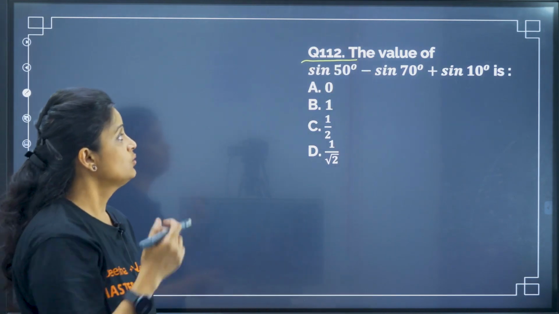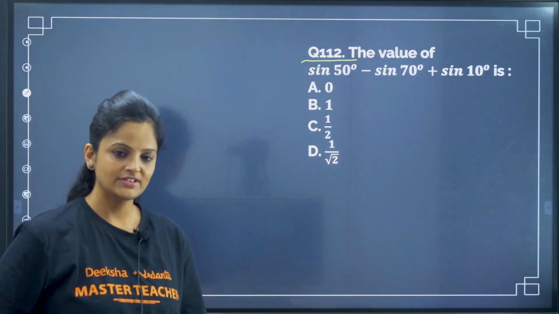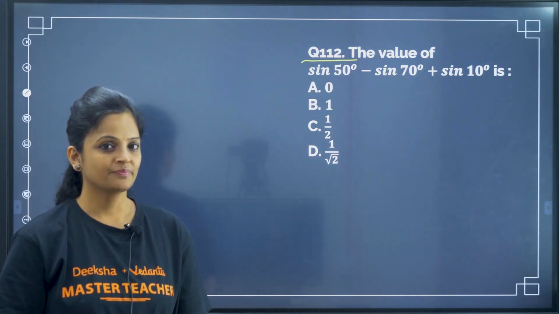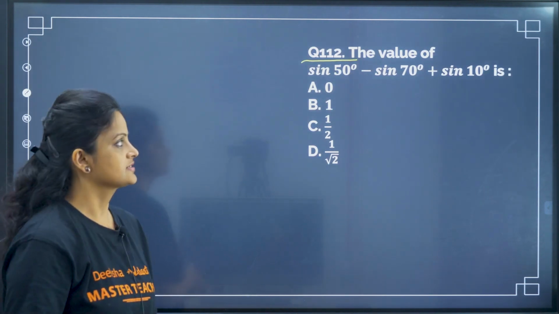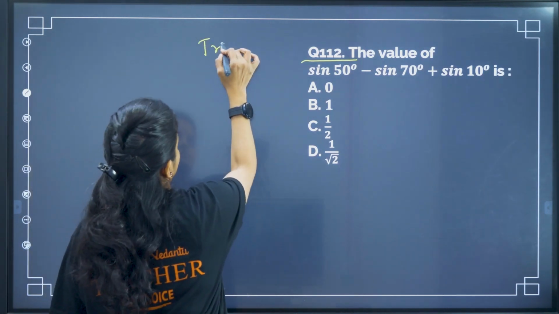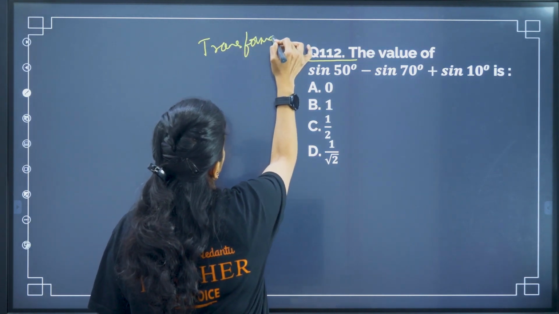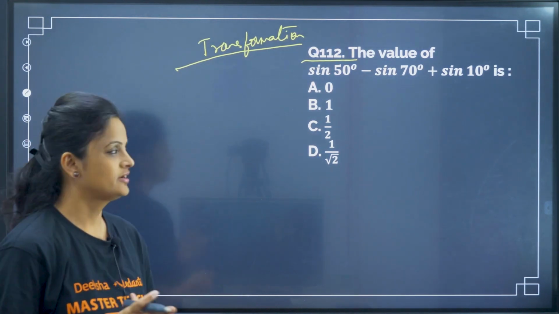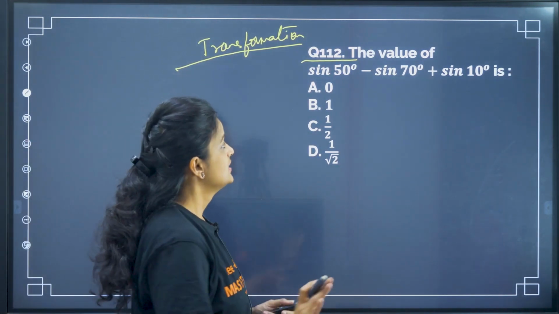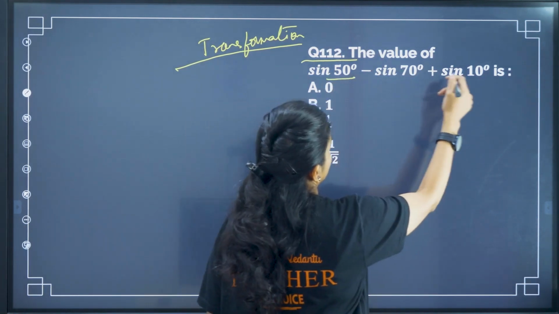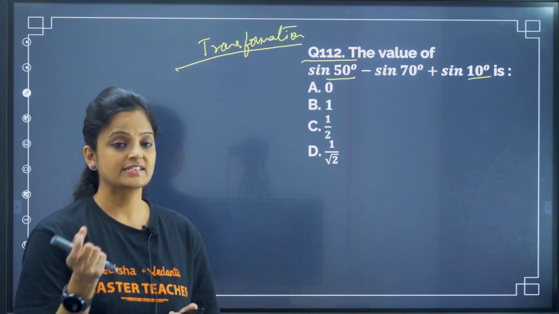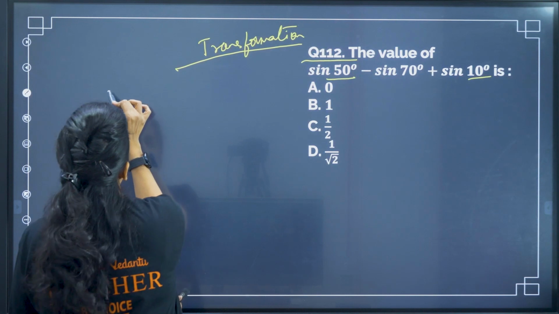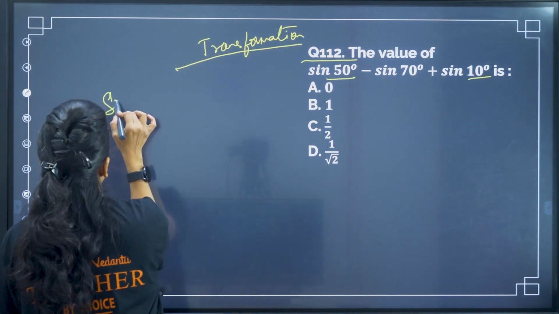112th one. The value of sin 50 degree minus sin 70 degree plus sin 10 degree is equal to what? In which topic is it? Trigonometry, I know. In which subtopic is it? Transformation. Isn't it? Transformation formulae. The most confusing formula in trigonometry for many students is the transformation. Now in such a case, what will I do? First and the last I will take, because that is giving you the standard angle. You can choose that as one step. Okay, first step.